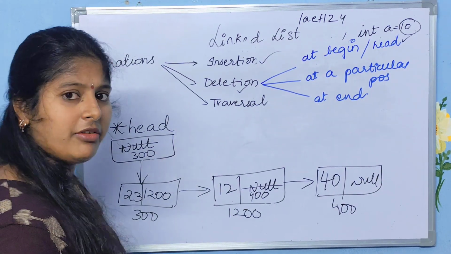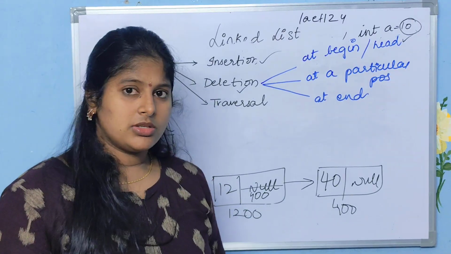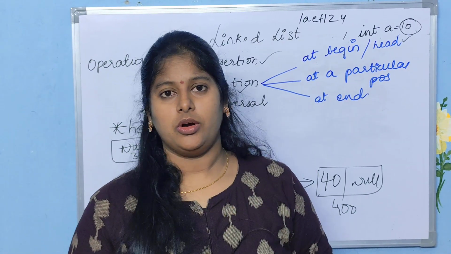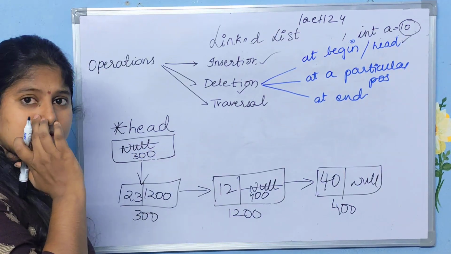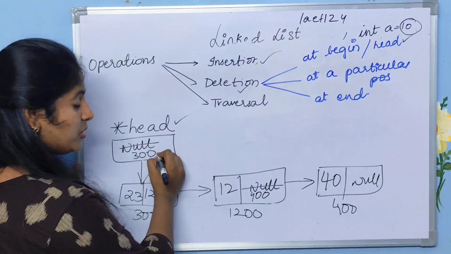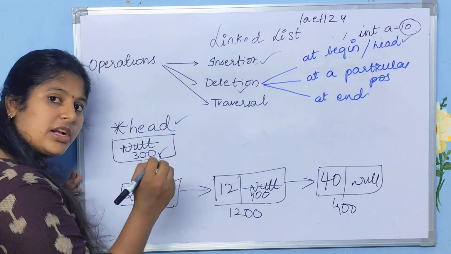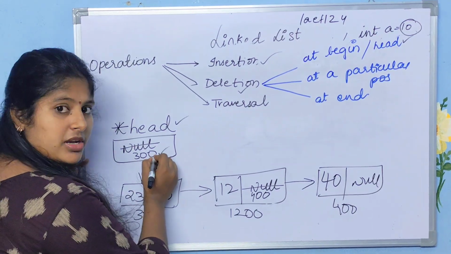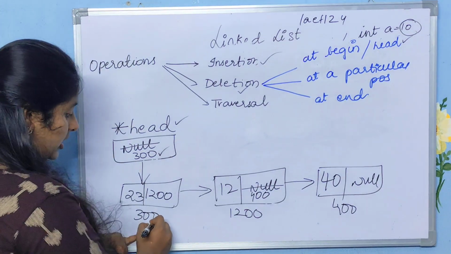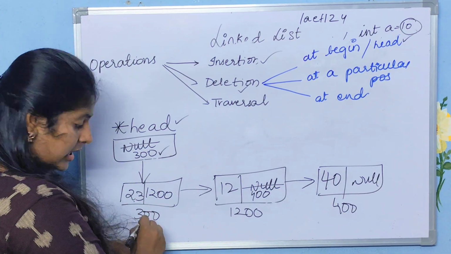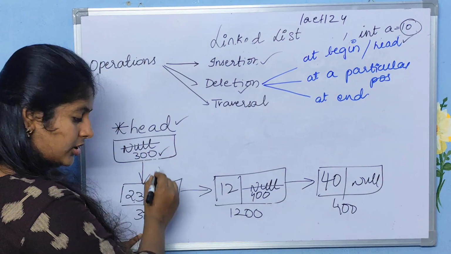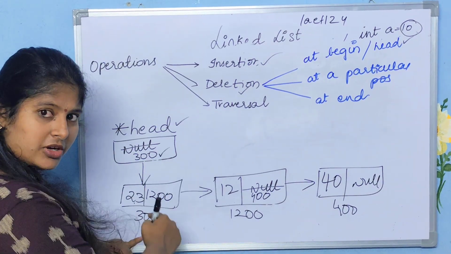Now I will show you what is meant by traversal. Traversal is the process of visiting each node. So how do I visit each node? Say, for example, this is my head node. Head node always points to my first node, right? Head always contains the address of the first node. So I've got my first node's address, that is 300. 300's data part is 23 and 300's next part is 1200. I went from head to my first node. I visited my first node now.